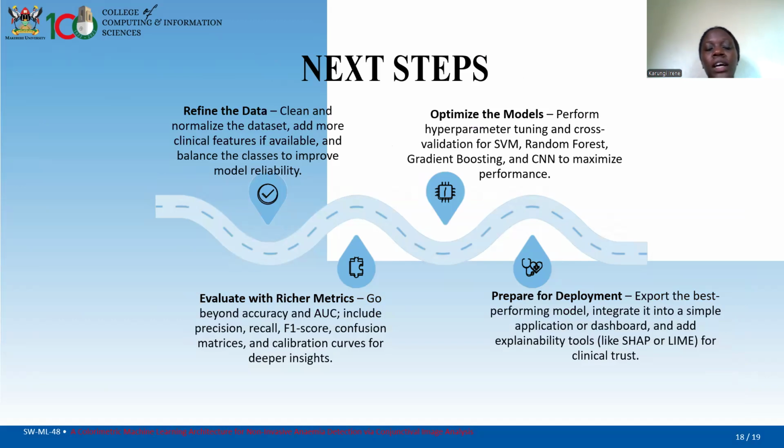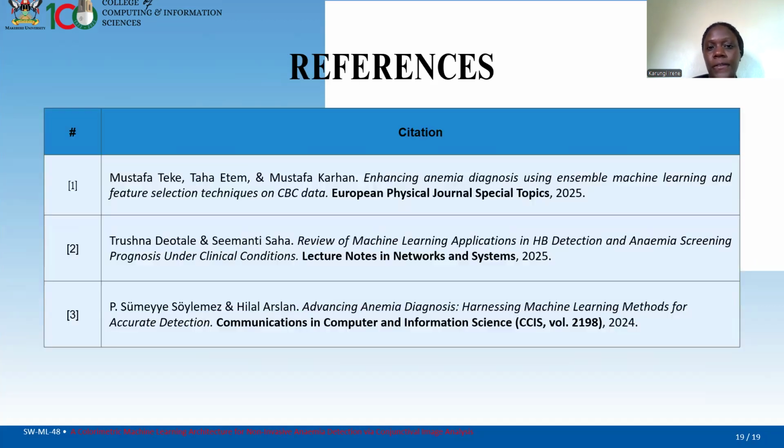So the next steps: refine the data. You clean and normalize the dataset, add more clinical features if available, and balance the classes to improve the model's reliability. Then you also optimize the models, evaluate with richer metrics, and prepare for deployment.